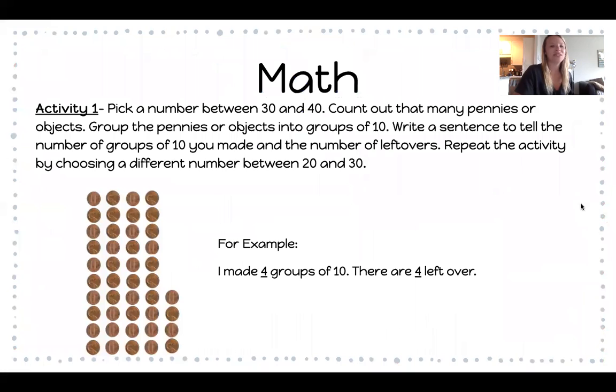Okay. So day 7, your first activity is to pick a number between 30 and 40. You're going to count out that many pennies or objects. So it's better to use small objects. You can use little mini beans, maybe small Legos, or pennies. I want you to group the pennies or objects into groups of 10.